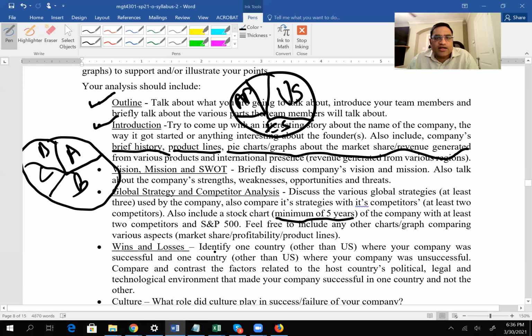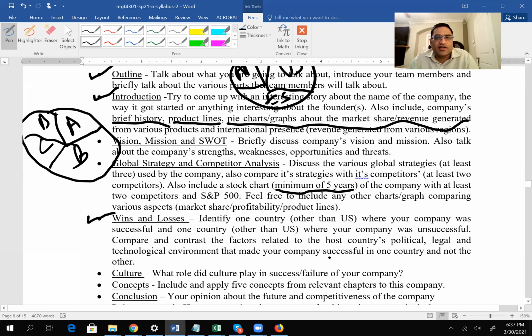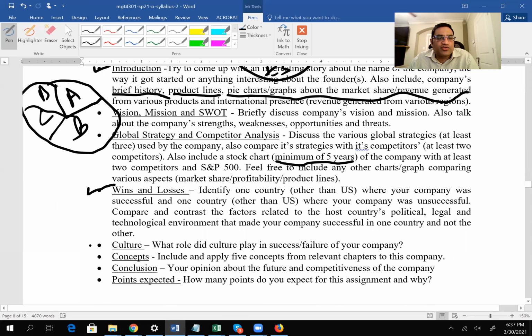Wins and losses. Identify a country, other than the US, where your company was successful, and another where it was not successful. Then find out the factors, what happened, you know, was it because of the political, legal, technological factors? So compare and contrast the factors related to the host country, and what made your company successful or not in the other country. And also discuss the role the culture played in the success or failure of your company.